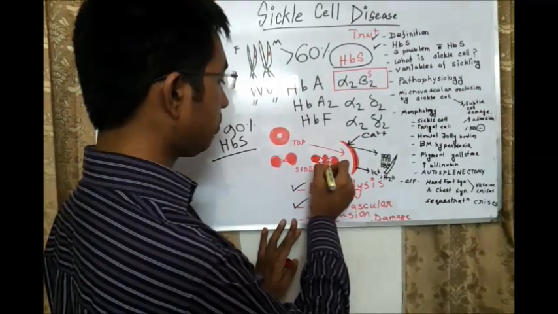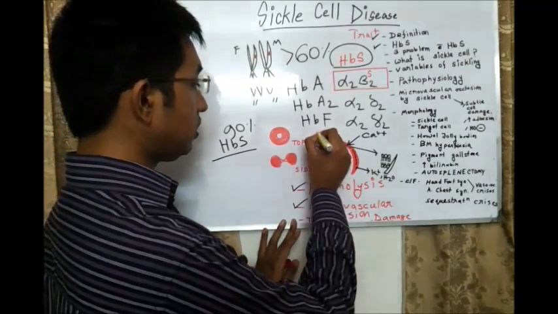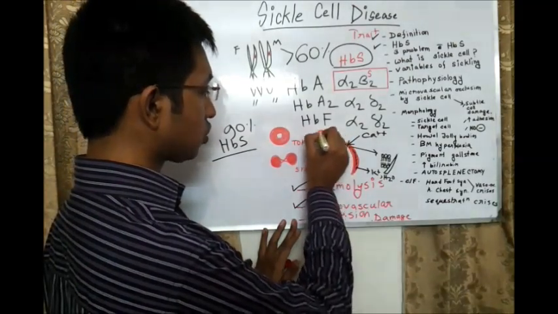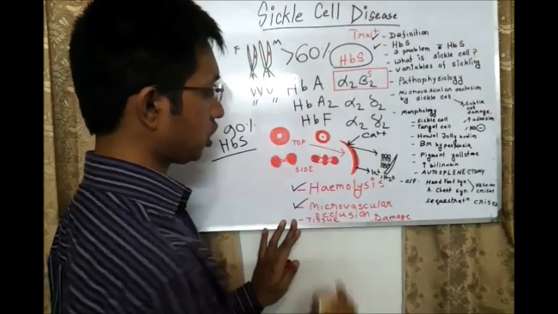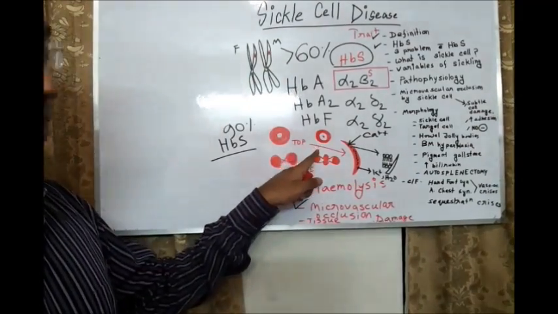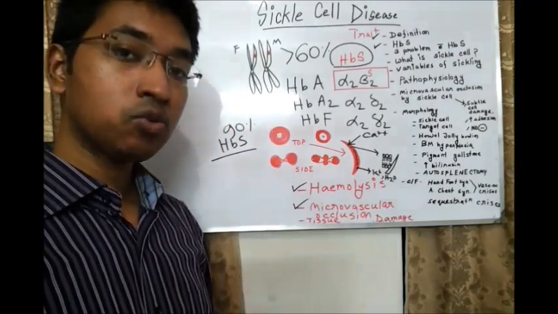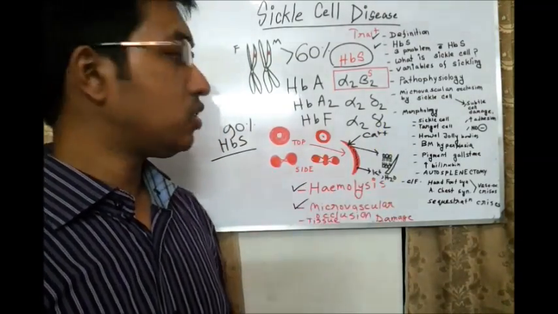Now, if we look at this RBC from the top, what will we see? We will see a disc-shaped structure, but there will be a central dot, like a bullseye. Okay, and this is the target cell. So this is the reason why we will have target cells in sickle cell disease.